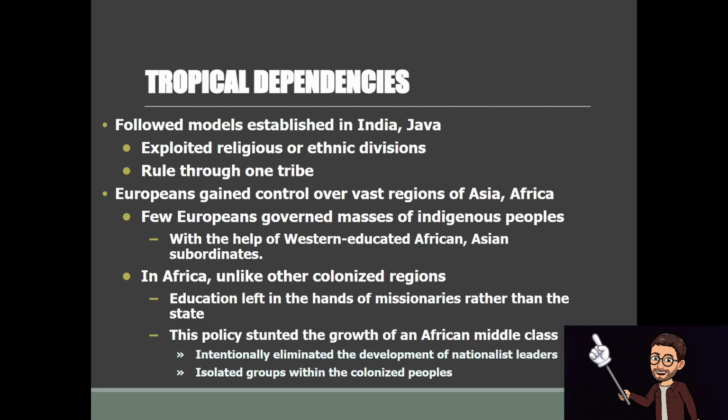subordinates. In Africa, unlike other colonized regions, education is left in the hands of missionaries rather than the states. The reason they do this is because in India and Southeast Asia, they set up government schools and government-funded schools, but the people were getting educated and the people were fighting back, so they do not do that in Africa, leading to a big stunted growth of the African middle class. Right? This was intentionally to eliminate the development of nationalistic leaders, and this is to isolate groups within colonized people. So it was calculated to stop people from rebelling.